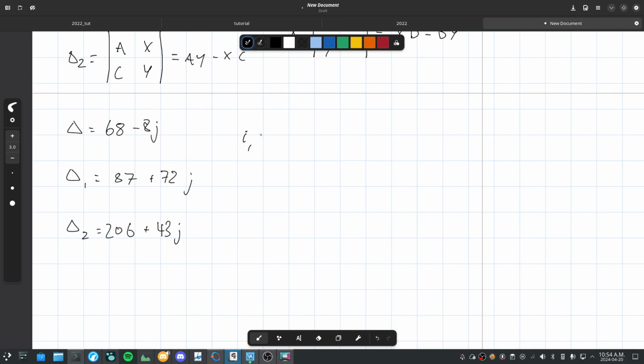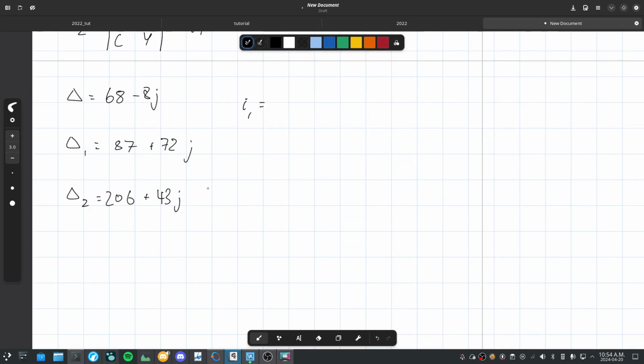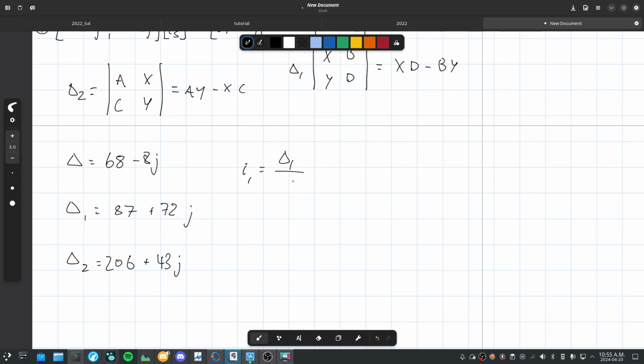So I1, or the first column here, is going to be delta 1 divided by delta. Let's put that into our calculator. So we get 87 plus 72i. By the way, I've rounded the determinants. I play fast and loose with rounding. You probably shouldn't, but I'm lazy. So 68 minus 8i. You should get around the same answer anyway. Let's put that into polar form, because currents and voltages we measure in polar form. That is 1.65 with a phasor of 46.3 degrees.